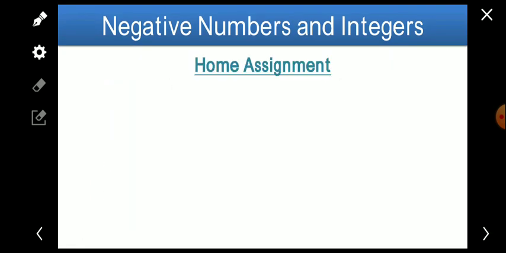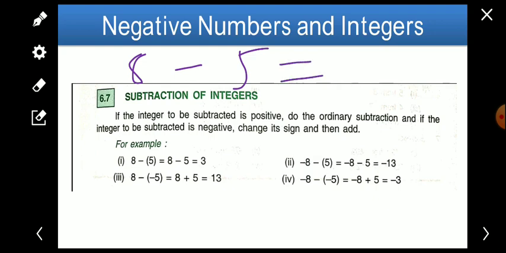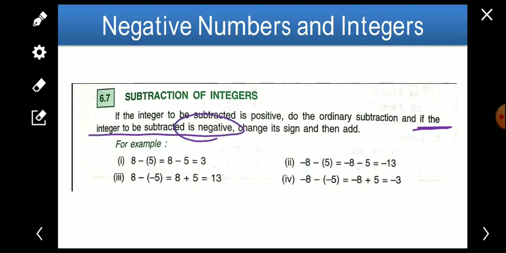Now subtraction. We will learn how to subtract numbers. If the integer to be subtracted is positive, do the ordinary subtraction. If both numbers are positive, then we simply follow the ordinary subtraction as we have been doing till now. Suppose 8 and 5, two positive integers, and we have to subtract: 8 minus 5 is 3. But if the integer to be subtracted is negative, then we change its sign and then add.